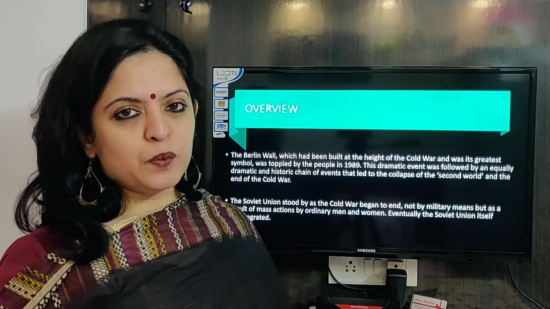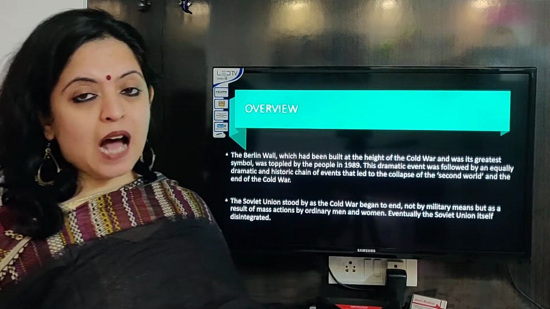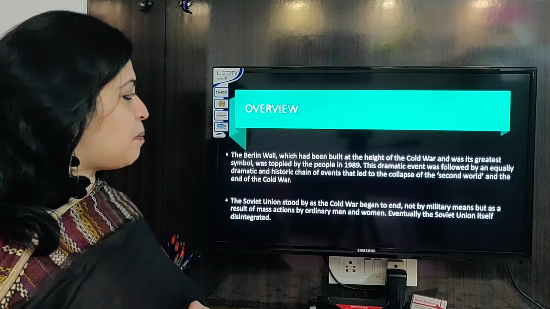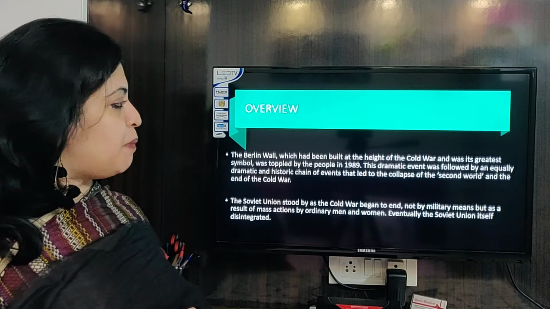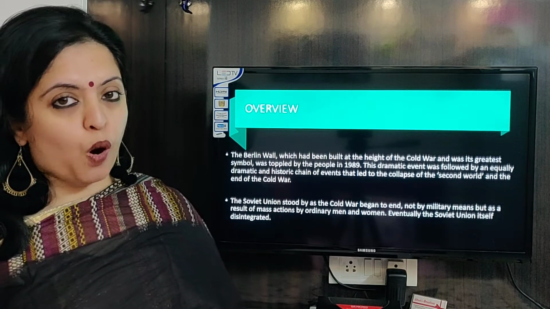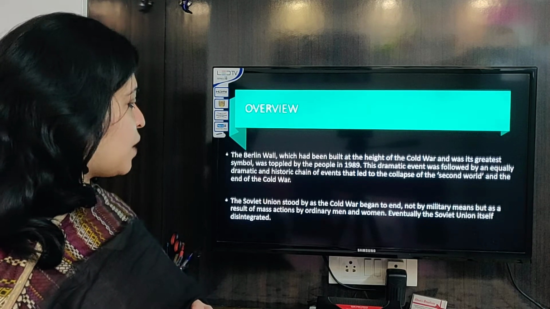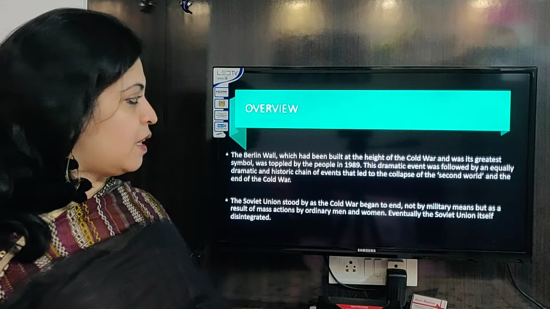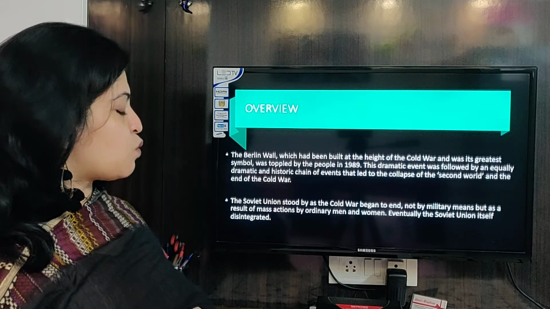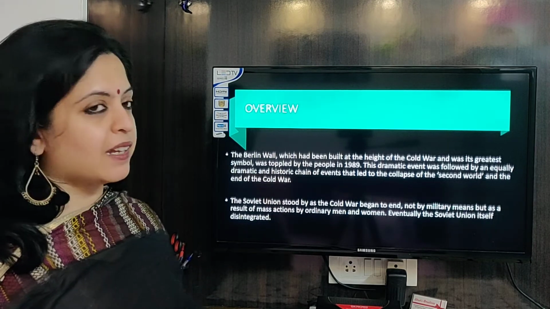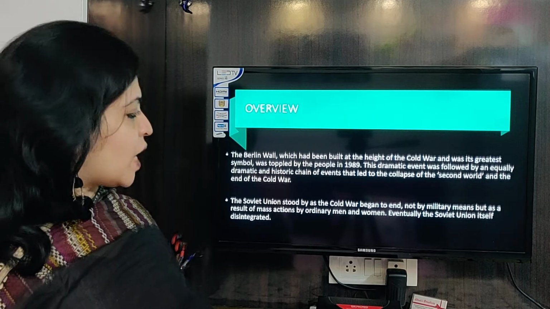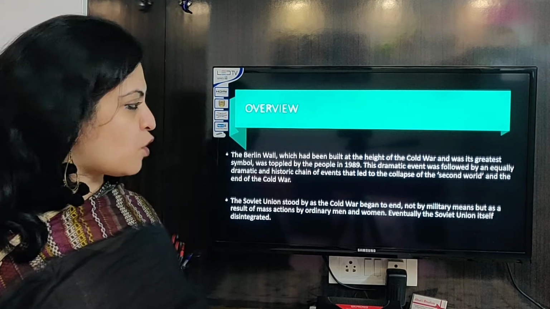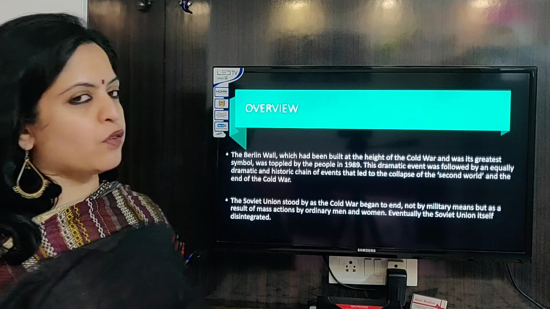The overview. So let us see what the NCERT contains. It says the Berlin Wall, which had been built at the height of the Cold War, you remember, and was the greatest symbol, was toppled by the people in 1989. Then this dramatic event was followed by an equally dramatic and historical chain of events that led to the collapse of the Second World and the end of the Cold War.